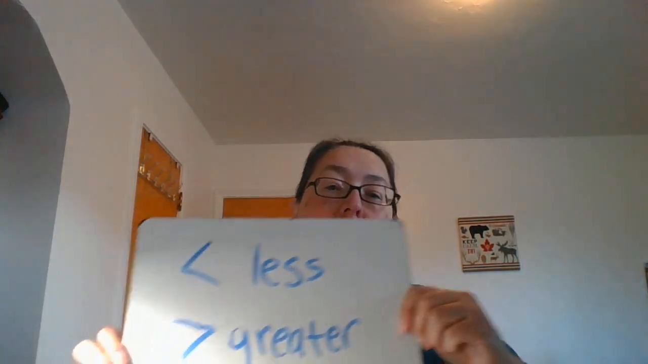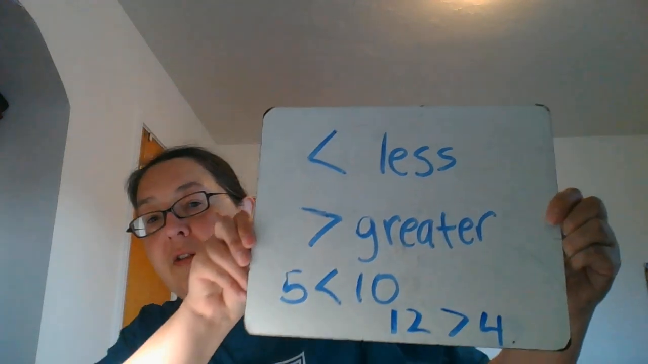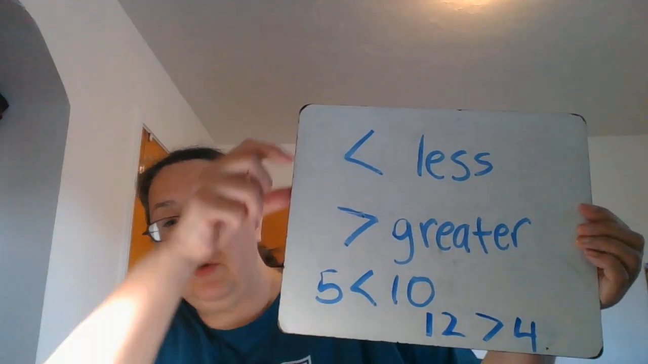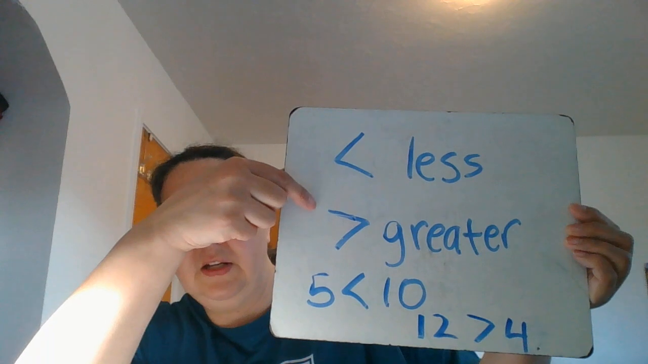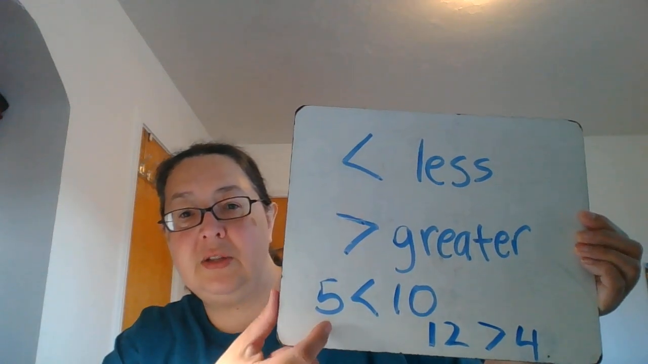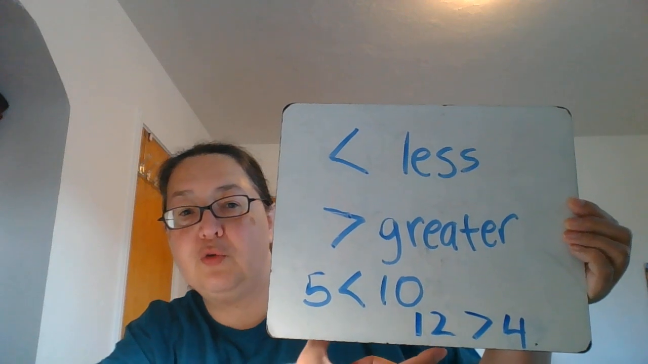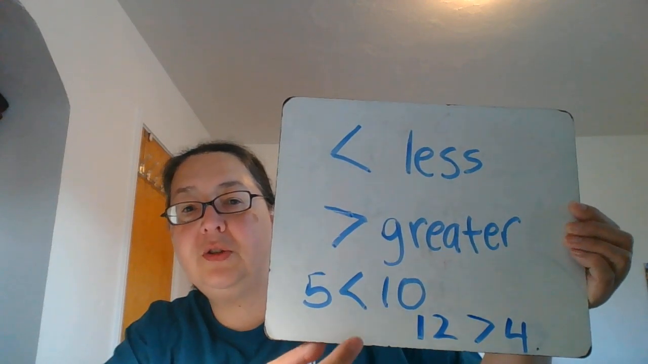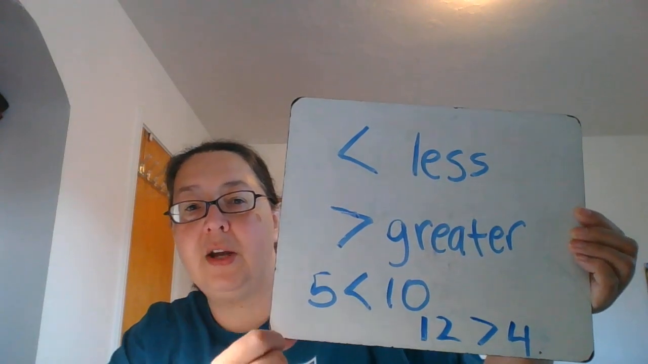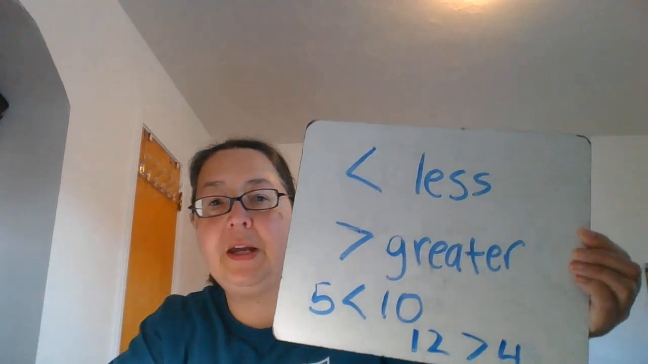Now remember, you're going to be using these symbols of less than and greater than. So this one is less, this one is greater. And here's a sentence using those. 5 is less than 10, 12 is greater than 4. So those are two examples using the less and greater, and you're going to be using them on the page here as well when you figure this out.